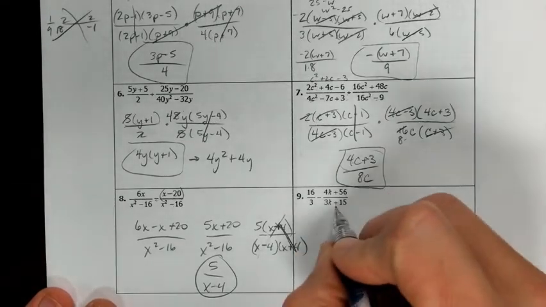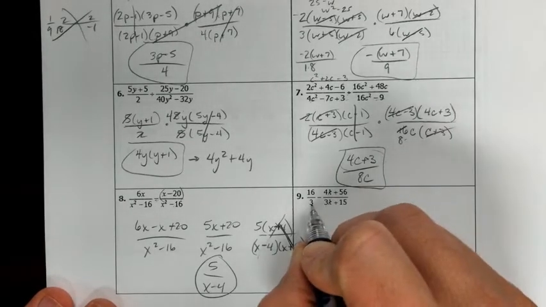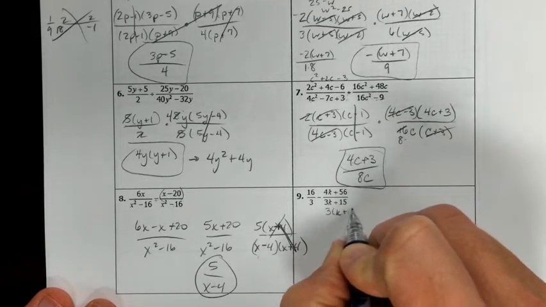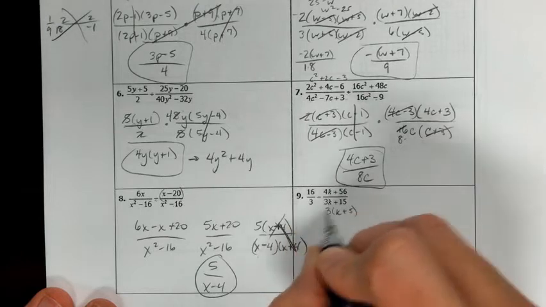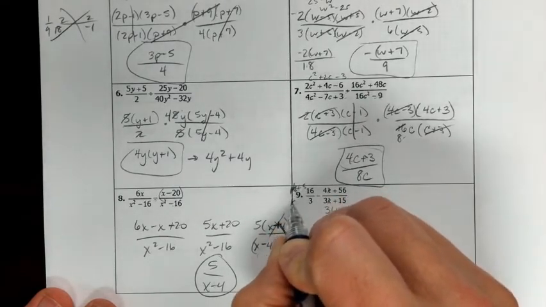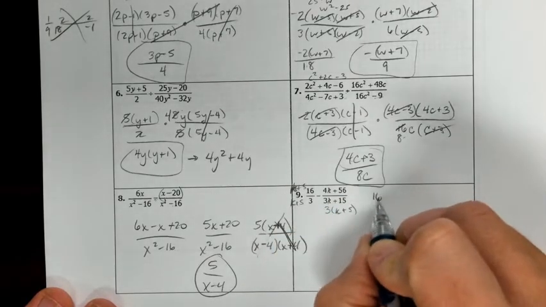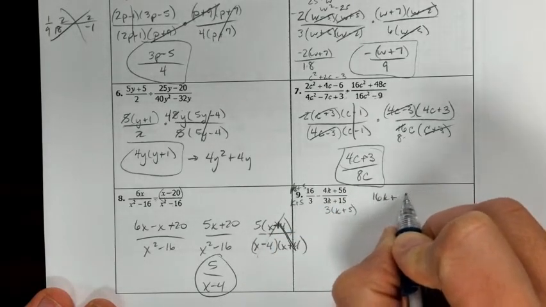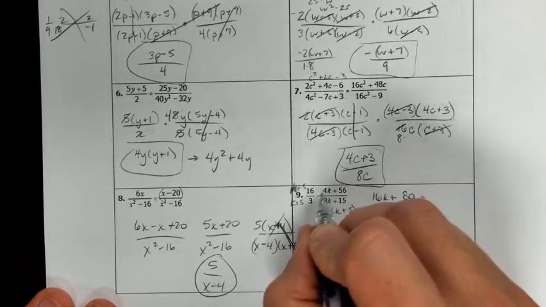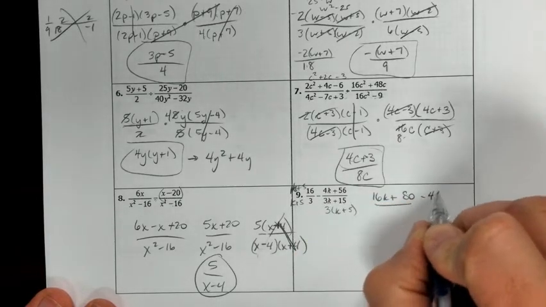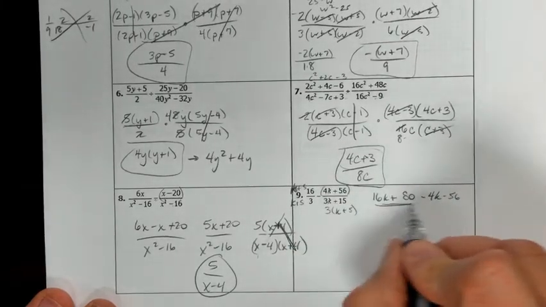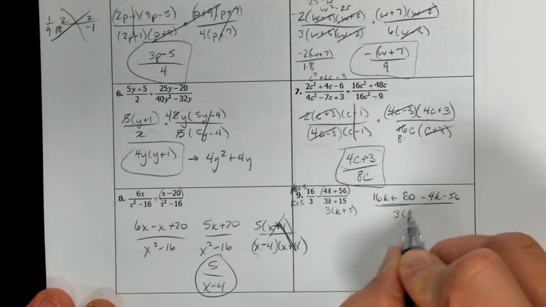All right, here we go. I got a minus sign here. This is 3k plus 5. We can factor that into 3k plus 5 right here. So I need to multiply this by k plus 5. So I've got 16k plus 80 minus 4k minus 56. Right, minus the whole thing. And that's over the same denominator of 3k plus 5.